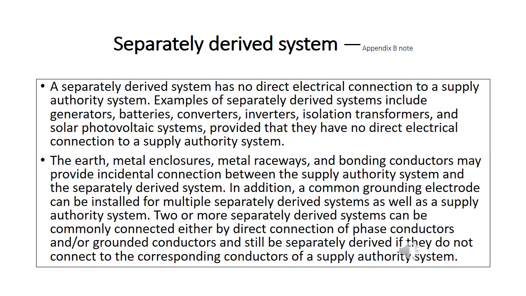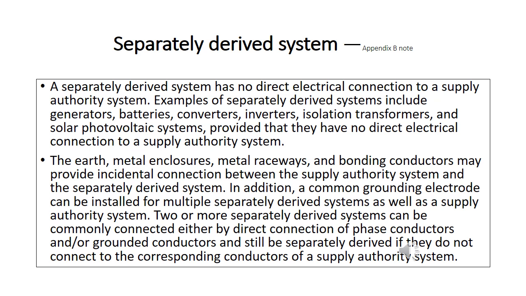From page 591 of Appendix B, here is more of an explanation of a separately derived system. A separately derived system has no direct electrical connection to a supply authority system. Examples of separately derived systems include generators, batteries, converters, inverters, isolation transformers, and solar photovoltaic systems, provided they have no direct electrical connection to a supply authority system.